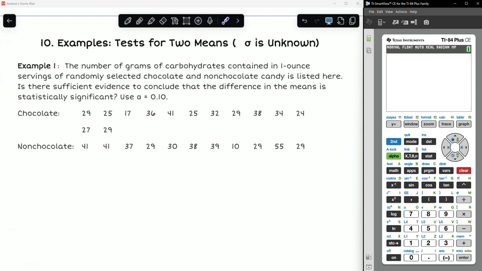So I can see that I'm being asked to check if there is sufficient evidence to conclude. That gives me an idea that I'm performing a hypothesis test. I see the keyword difference, so I know my alternative statement's going to be a not equal to. I'm talking about number of grams in 1 ounce servings of candy, and I'm testing claims about the mean number of grams of carbohydrates in them. And I'm given raw data.